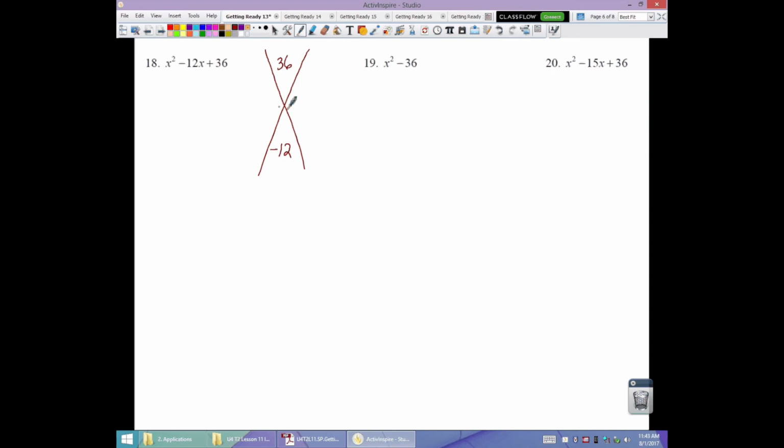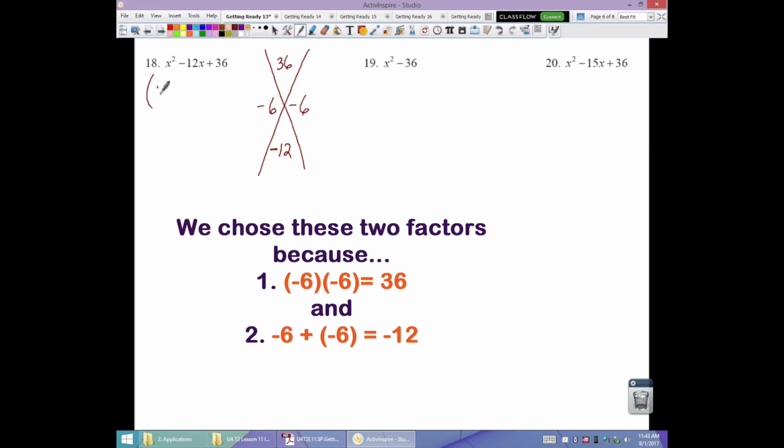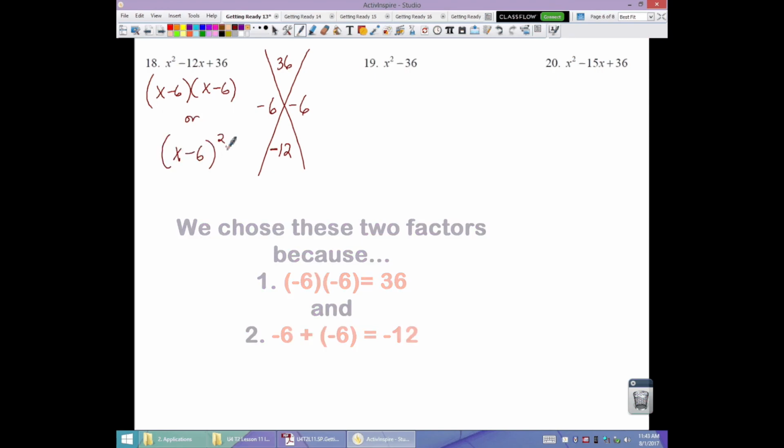Well, if I'm going to add two numbers with the same sign and have the answer be a negative, then these both have to be negatives. Okay. So what factors of 36 add up to 12? 6 and 6. So this one would be x minus 6 and another x minus 6, or x minus 6 squared.